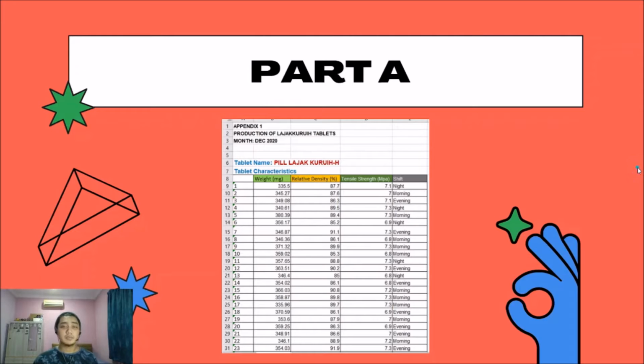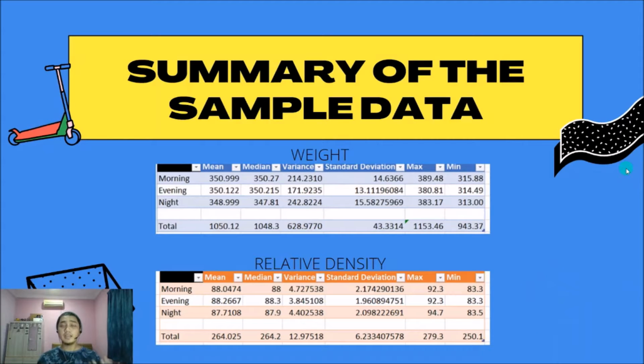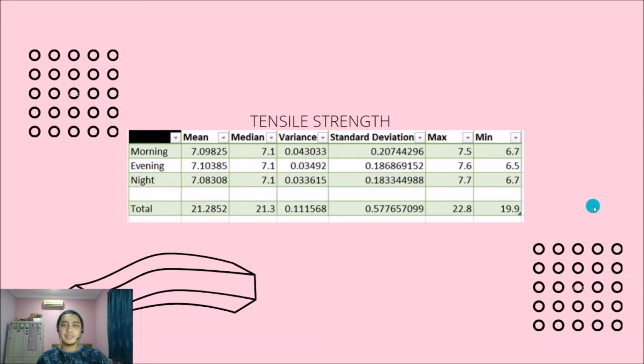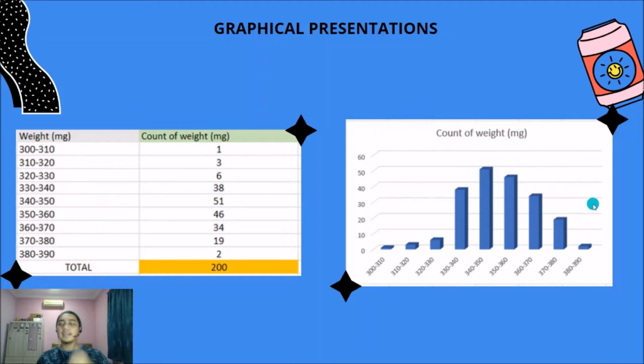I will start with part A, and this is the data that is given to us, that is data for H. I will summarize the sample data in terms of weight, relative density, and tensile strength. And for each of them, morning, evening, night, I have divided and calculated using Excel. I have got the mean, median, variance, standard deviation, maximum, and the minimum. You can see right here. Next, I conclude the graphical presentation for this project.